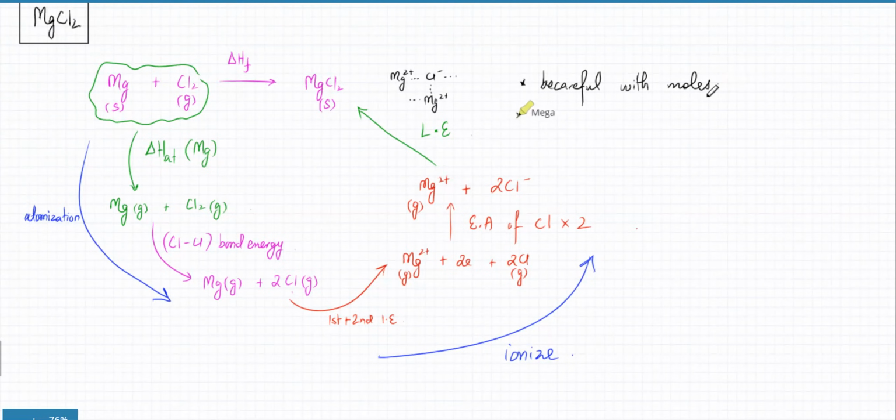The second thing is, remember when to use bond energies. So be careful. Bond energies can be used only if substances are gaseous.